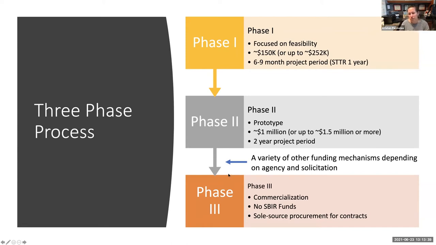In between phase 2 and phase 3, there's a variety of other funding mechanisms depending on the agency and your specific solicitation. Those are sometimes referred to as phase 2B funding or bridge funding awards. And then phase 3 is commercialization. There are no SBIR funds available for commercialization. However, if you're doing a contract in commercialization, the agency takes money from a different pot and you become a sole source provider of that product or service.